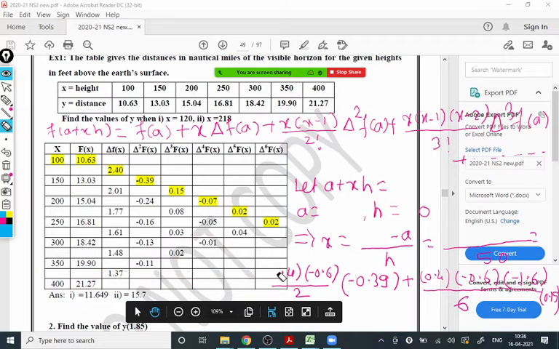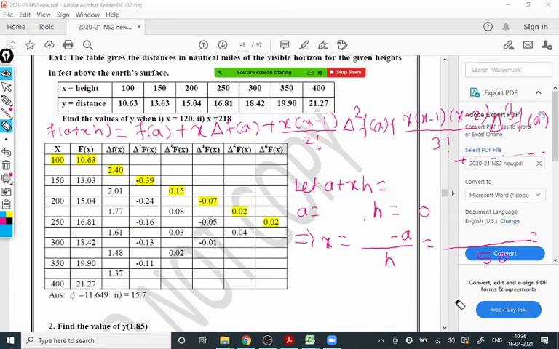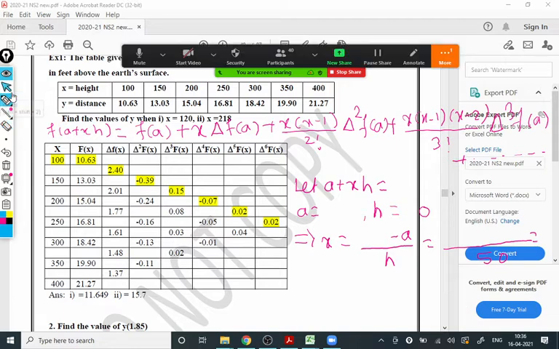Now come to the second part of the question. Now we have to find the functional value at 218. Can anyone tell me what is the value of a plus xh? It should be 218 itself. Very good. What should be a now? 200, sir. That's good.